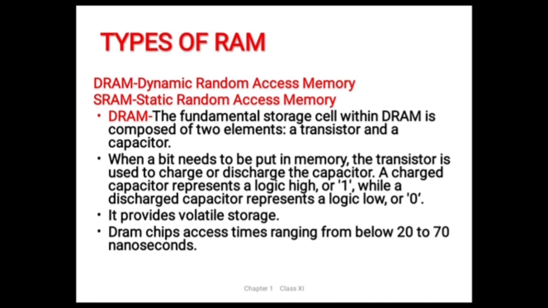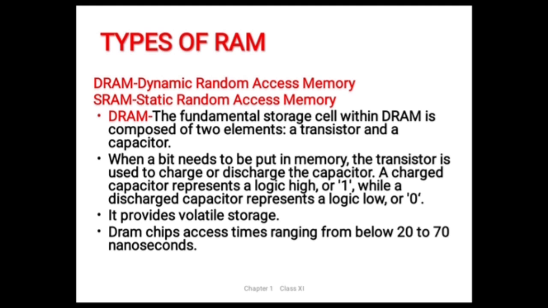Now, types of RAM. There are two types of RAM: dynamic RAM, that is DRAM, and SRAM. As the name says, dynamic means something which keeps on changing. I'll tell you the very basic thing: the fundamental storage cell in the DRAM has two elements, a transistor and a capacitor. The transistor is only used to charge the capacitor, that means it gives the electric current to the capacitor. The capacitor can hold either a high voltage or a low voltage. When it is a high voltage, it is 1, and when it is a low voltage, it is 0.